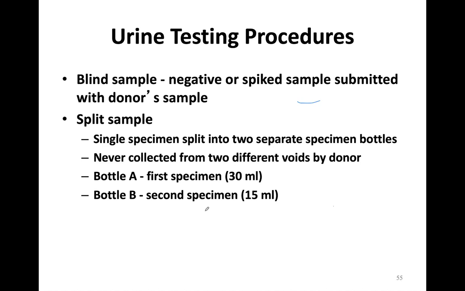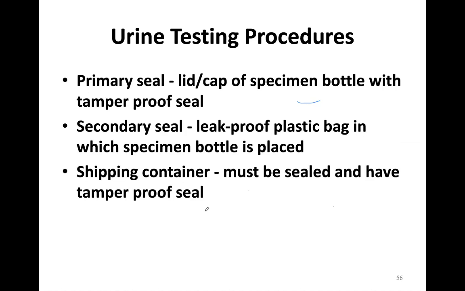You've got one as a backup, so if something happened to the first one, you can follow up with it. That's sealed in the presence of the individual. With blood, when that's pulled, that's usually in the presence of someone else. Those are put with tamper-proof seals and stuck in what we call a secondary seal, which is nothing more than a leak-proof plastic bag, pretty much like a Ziploc baggie. That's just to make sure if it spills in transit to the lab, it doesn't mess up anybody. The shipping container that carries it to the lab is sealed with a tamper-proof seal.